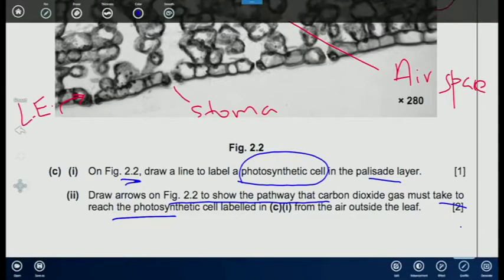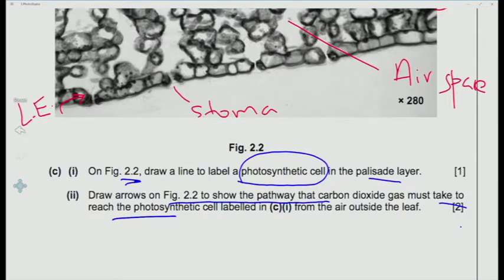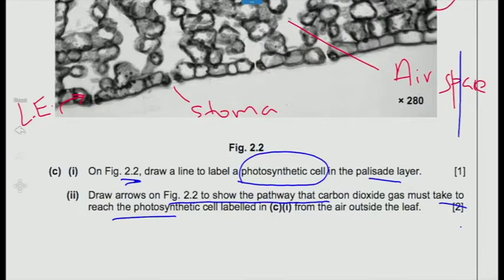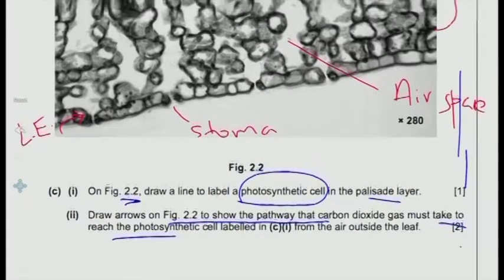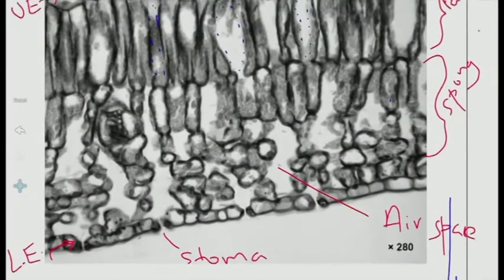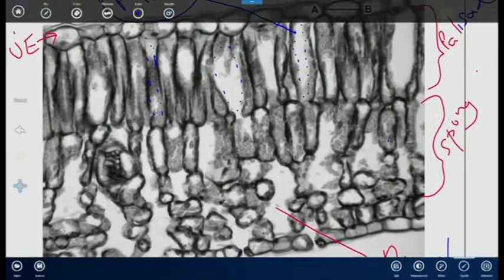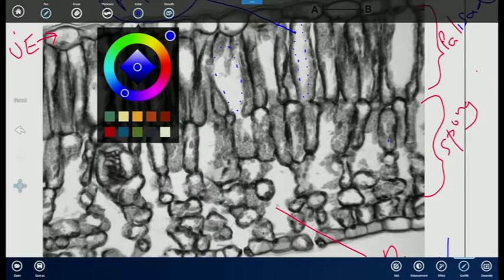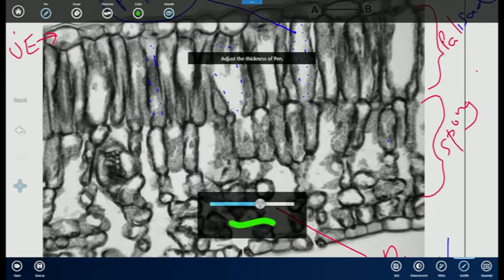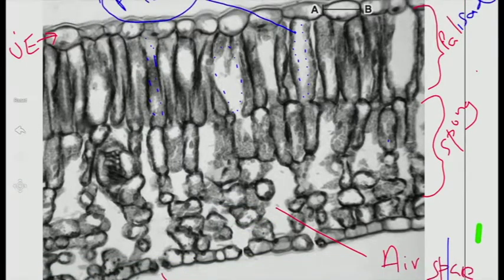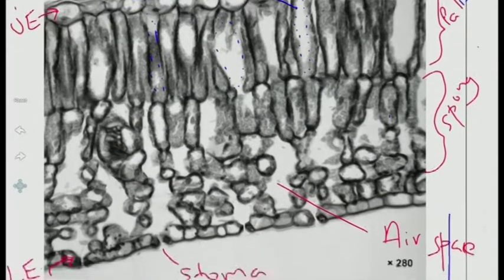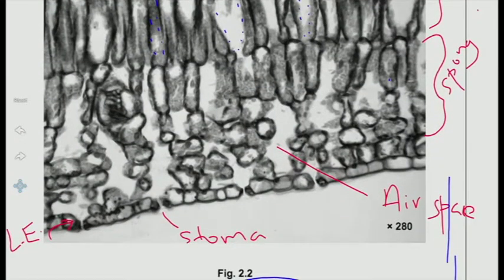So what I'm saying here, we're drawing a route that will be taken by carbon dioxide as it moves from the atmosphere into that photosynthetic area we highlighted. So this is the route. First, we start from the A, from the atmosphere. Here we are. That is the A here.